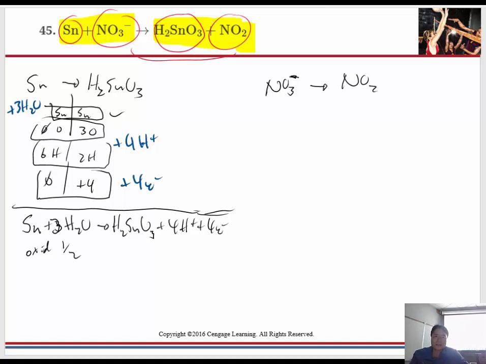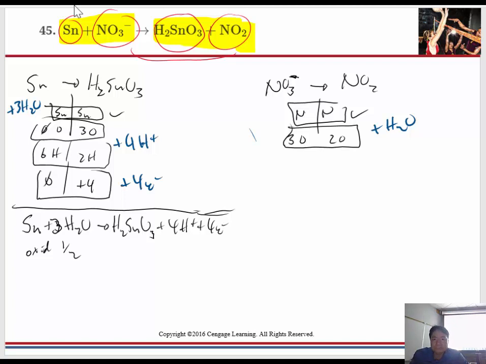This must be the reduction half. This is gaining electrons over here. So we balance out the nitrogens first. So the nitrogens are already balanced. So that's good. Then the oxygens. We have 3 oxygens versus 2 oxygens. So we balance it by adding water. And so we're going to need plus an H2O.